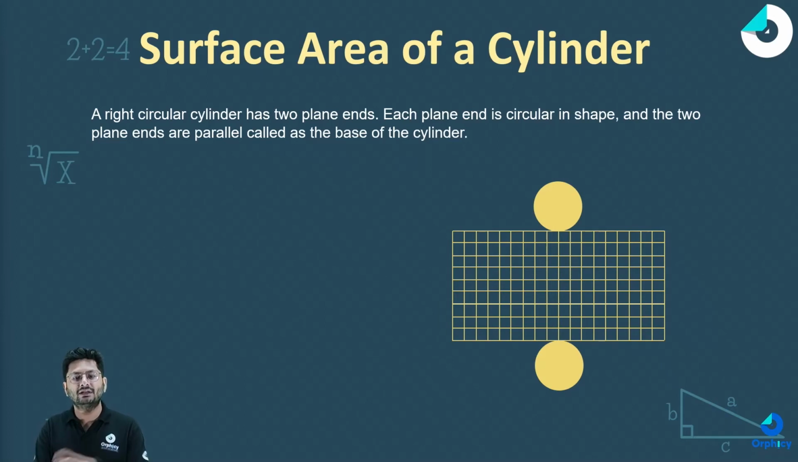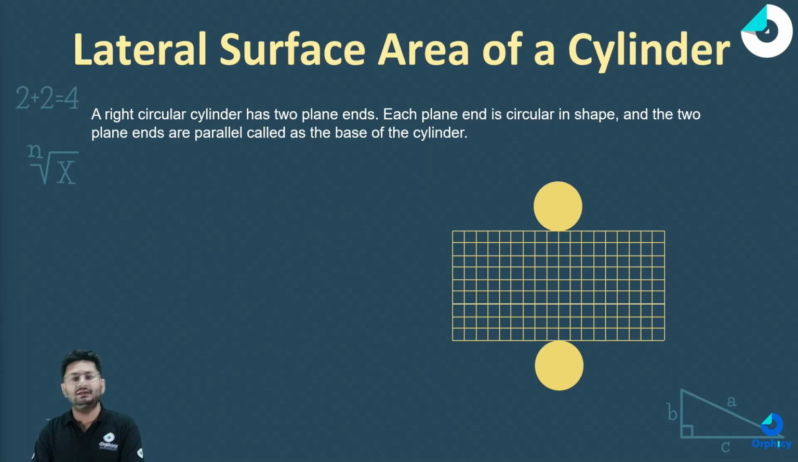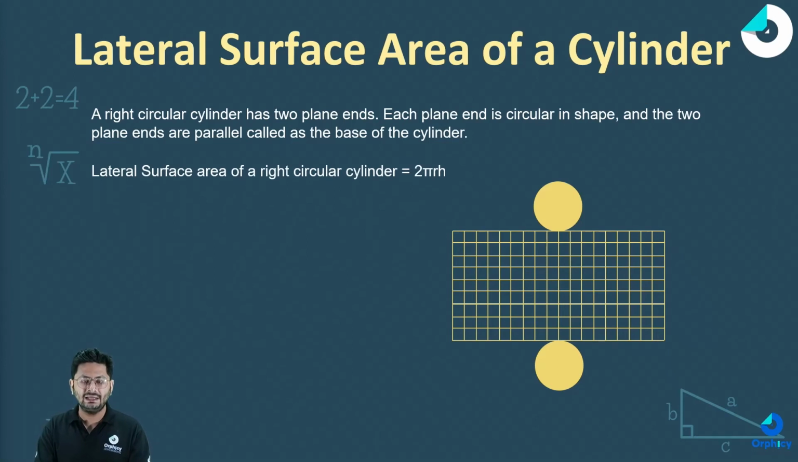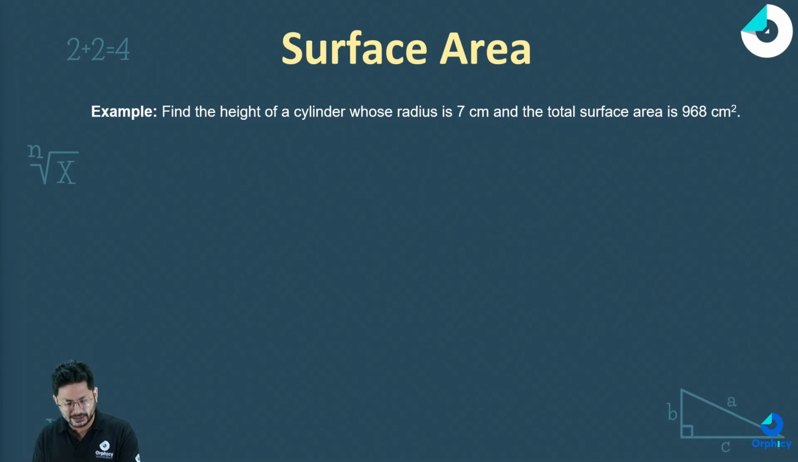So a right circular cylinder has two plane ends. Each plane end is circular in shape and the two plane ends are parallel, called the bases of the cylinder. Great. So the total surface area is equal to 2 pi r (h plus r). If we are talking about the lateral surface area or the curved surface area, that is 2 pi rh. We need to remember these formulas, which are quite important. When we talk about lateral surface area or curved surface area, we do not consider the top and bottom lid. Okay, great. So let's look at a surface area question.